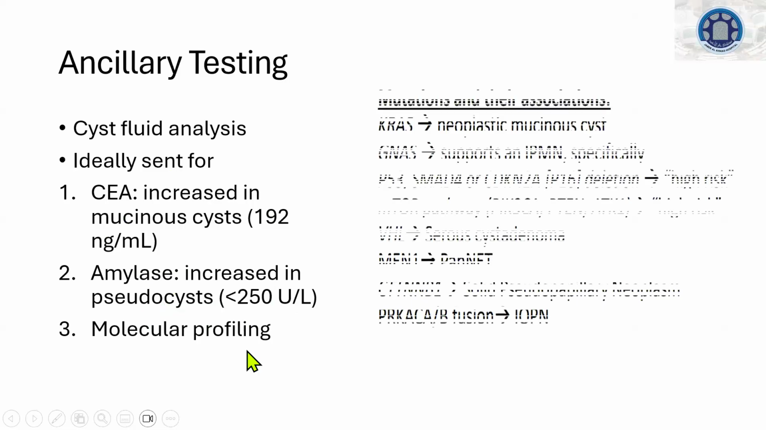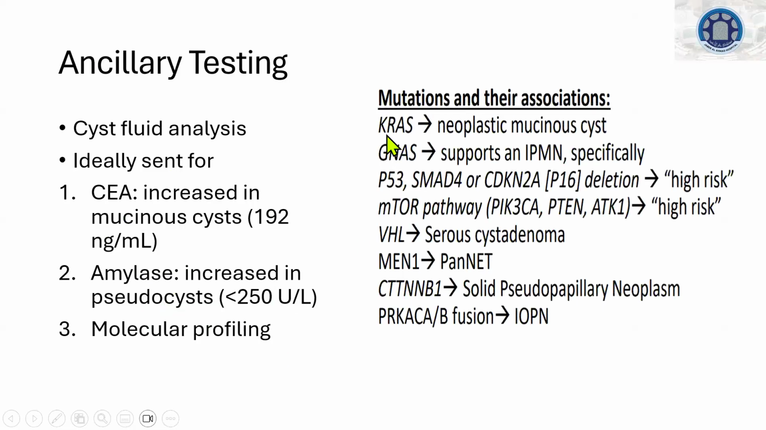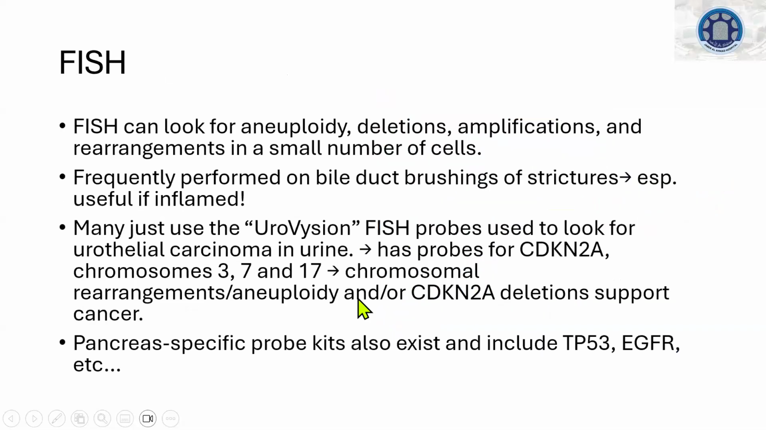Molecular profiling. So what all are the molecular things you will do? Like I told you, KRAS, abnormal in both MCN and IPMN, GNAS, supports IPMN, P53, SMAD4, P16 in high risk and also in PDAC. Again, all these in high risk. VHL in serous, MEN1 in neuroendocrine tumors, CTNNB1 in SPEN, PRKACA in IOPN, intraductal oncocytic papillary neoplasm.